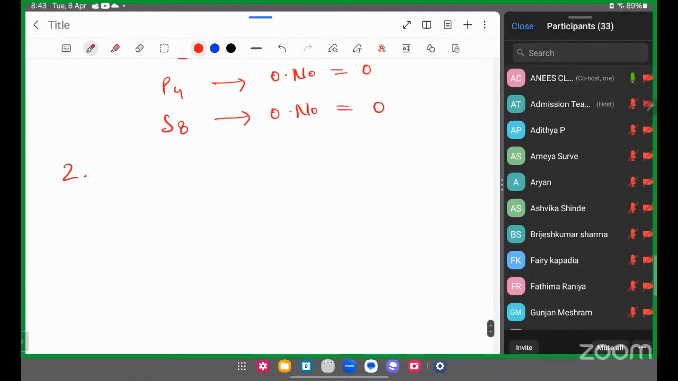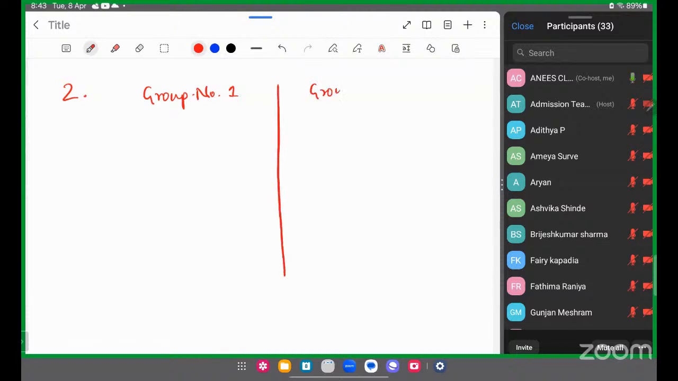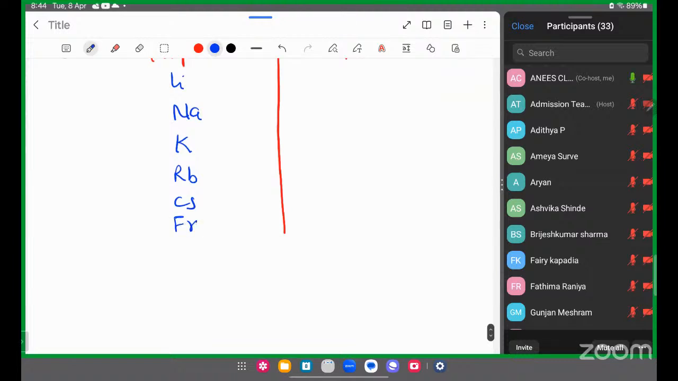Now, second point. Second point is about some special elements of group 1 and group 2. So, in second point, we have group number 1 and group number 2. In group number 1, we have lithium, sodium, potassium, rubidium, and cesium. Francium also, but francium is radioactive, so we do not include it in calculation.